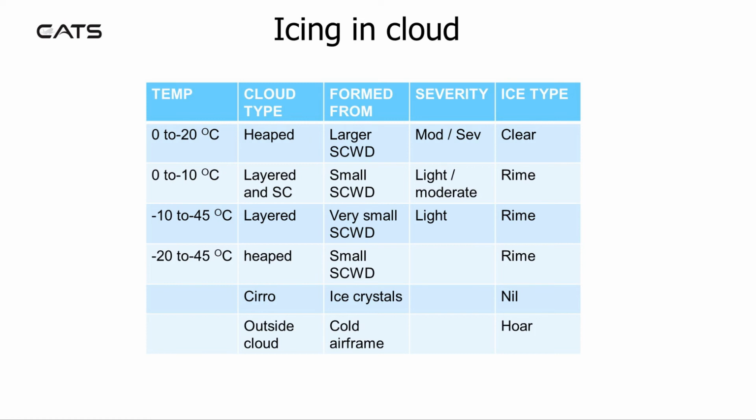Between 0 to minus 10 degrees Celsius for layered clouds and stratocumulus, there are small supercooled water droplets. These freeze quickly. The severity of icing is light to moderate, and the icing type is rime. Layered cloud at temperatures minus 10 to minus 45 degrees Celsius will have very small supercooled water droplets. The severity of icing will be light, and again it will be rime. For the heap clouds between minus 20 to minus 45 degrees Celsius, you will now have small supercooled water droplets, and again rime icing.